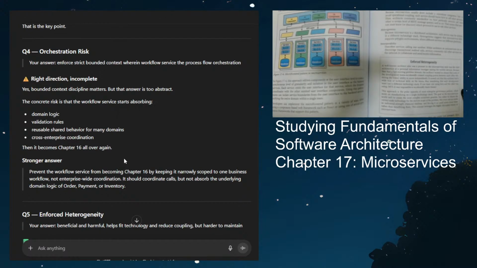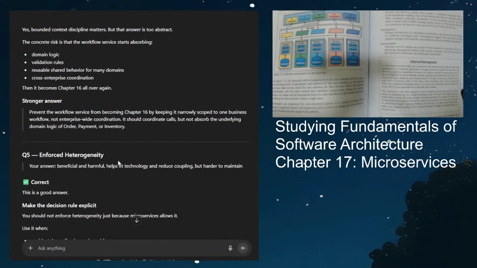Yeah, the concrete risk is that the workflow service starts absorbing domain logic, validation rules, and shared behavior, forming domain coupling that causes enterprise coordination. It becomes chapter 16 all over again.